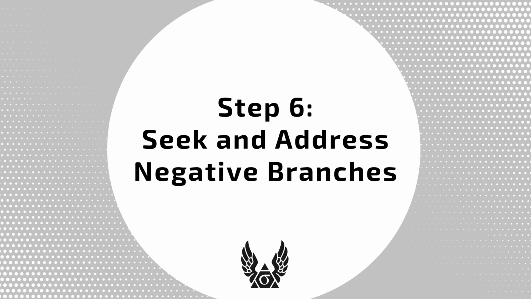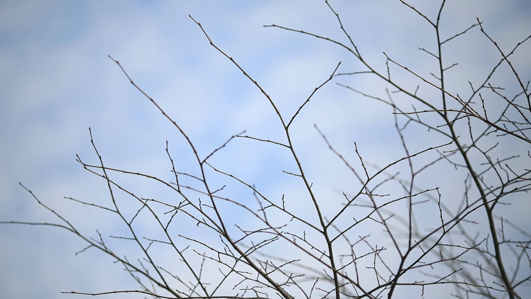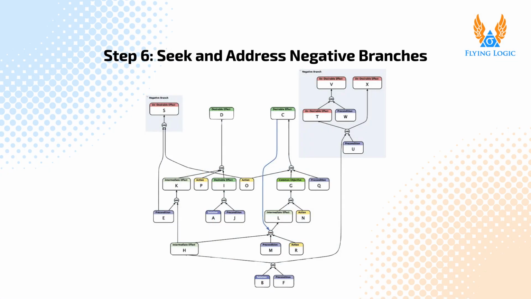Step 6. Seek and address negative branches. This is a critical step. Whether or not you've already added some undesirable effects to your future reality tree, now it is time to go back over it and carefully search for other undesirable effects that are consequences of any of the entities we've added. Once you have done that, look for the earliest places in the causal chain where undesirable effects start to appear. These turning points are the start of negative branches.